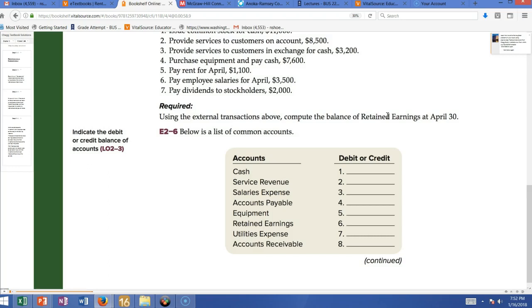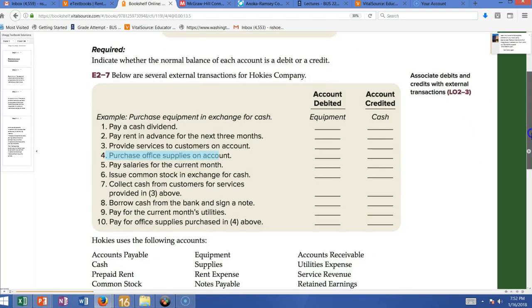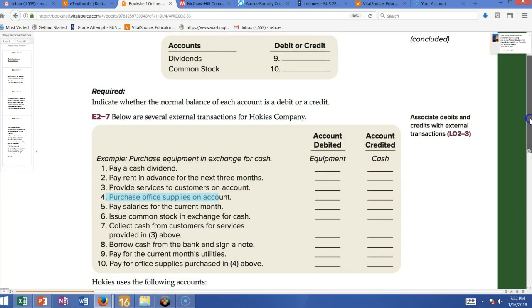Accounts receivable, debit. Dividends, debit. Common stock, credit. No, guys, go over this over and over again. Salary expenses are credits, right? Nope. Salary expenses are debits.